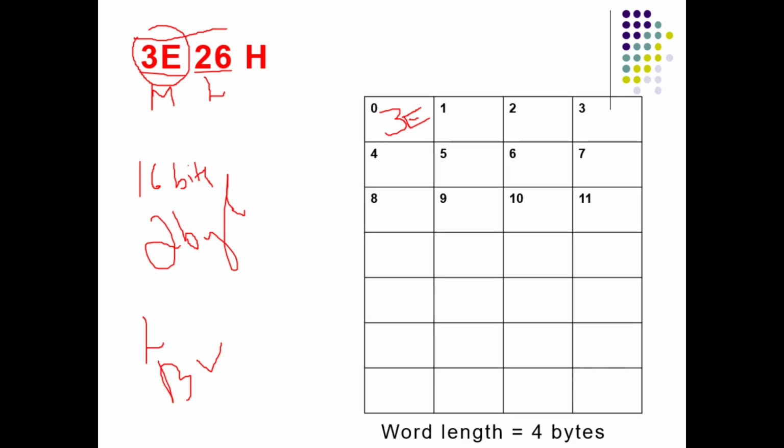3E here. Next least significant is 26. So next 26 is here. So can you see the most significant byte has taken the lowest address, the least significant byte has taken the highest address, 0 then 1. So this is the big endian format where the most significant byte is stored in the least available address. This is called big endian.